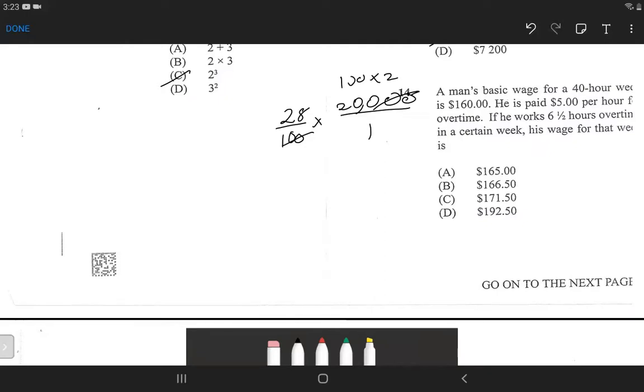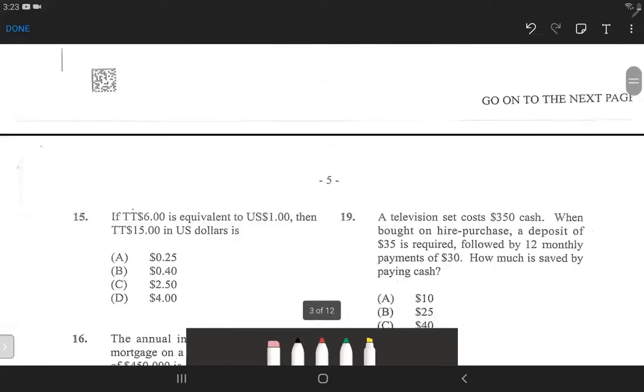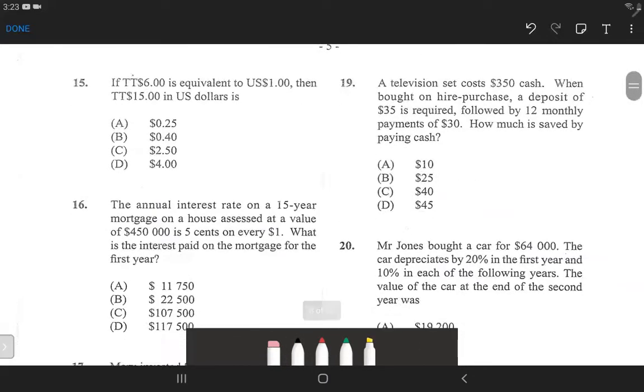Well, he worked 6.5 hours more than the 40 hours, so that's 160 plus the overtime money. Now his overtime money is $5 for every hour. So let's say 6 hours, 5 times 6 is 30, and then half an hour he worked extra, that's 2.50, right? So that is 32.50 plus his 160, which gives us 192.50, right?